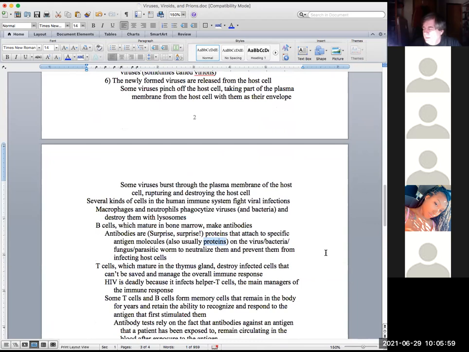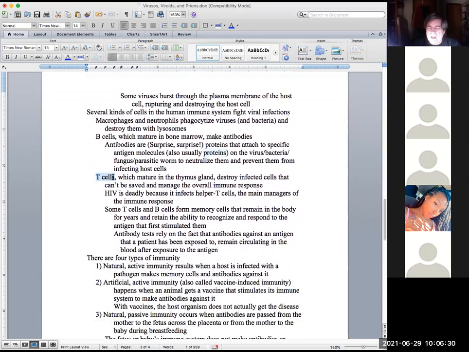When this antibody attaches to the antigen, think of it like a harpoon maybe on a whale. When it attaches, it changes the antigen's shape, and now the virus can't get into a cell. And if the virus can't get into a cell, it's kind of a sitting duck. Your immune system is going to be able to eliminate it pretty easily.